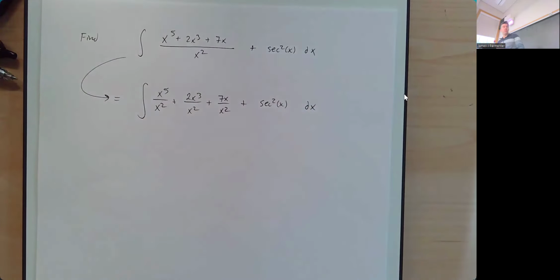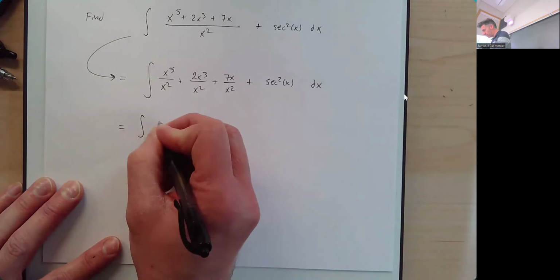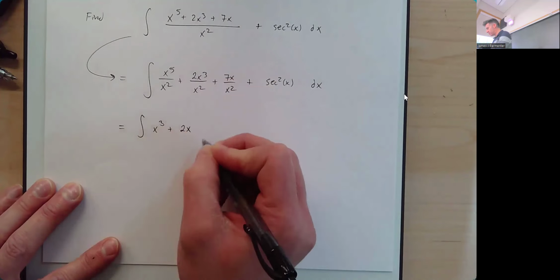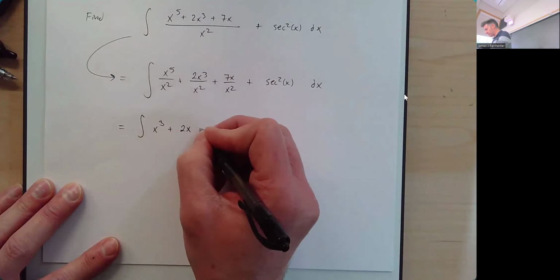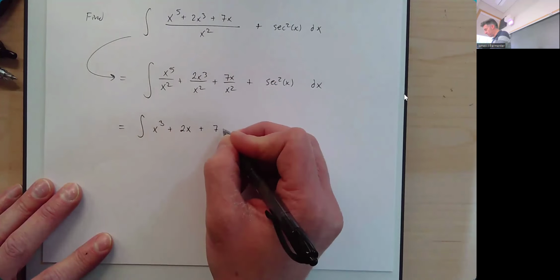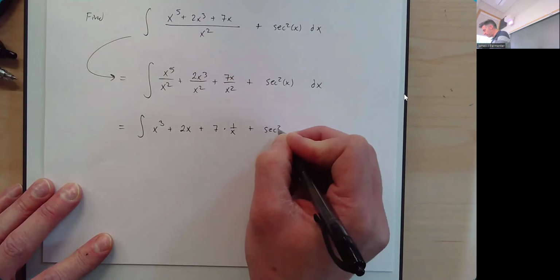And then I can do the division. x to the 5th divided by x squared is x cubed. 2x cubed divided by x squared is 2x. 7x divided by x squared is 7 over x. I'm going to write it as 7 times 1 over x. Plus secant squared of x.